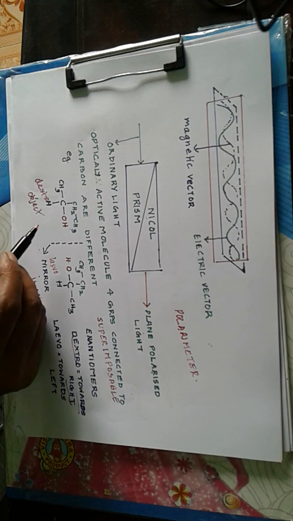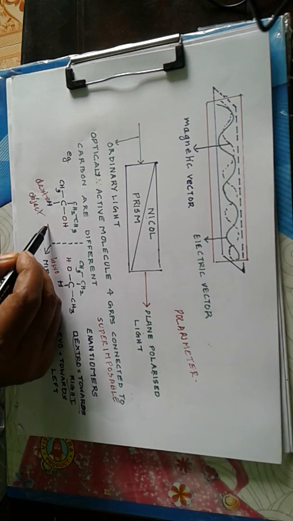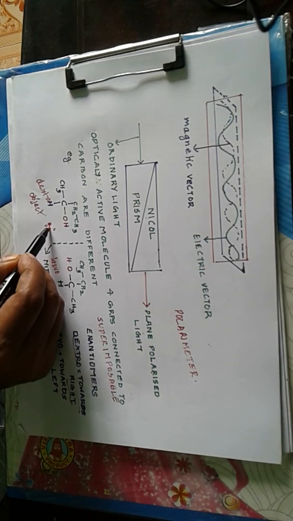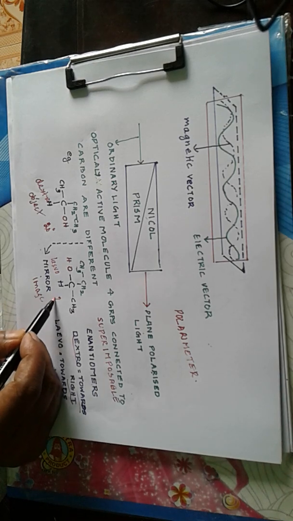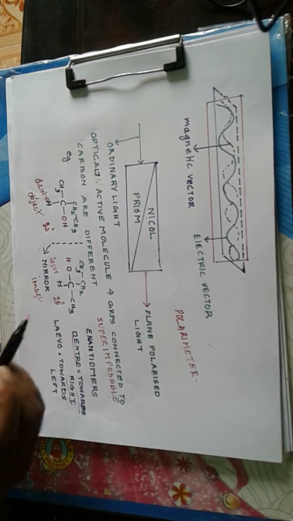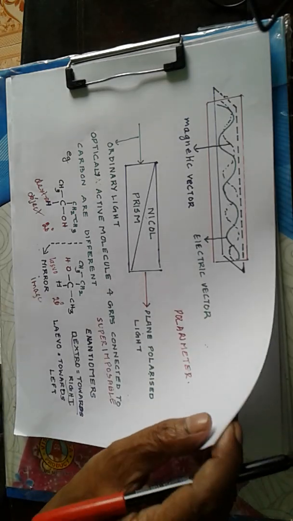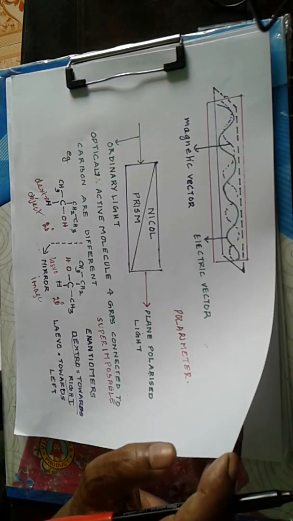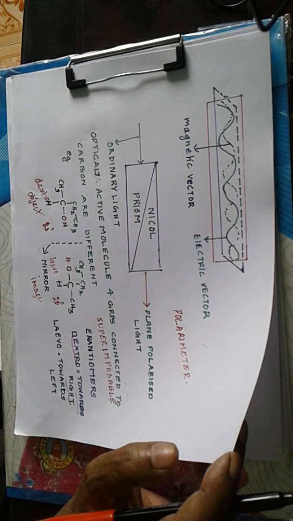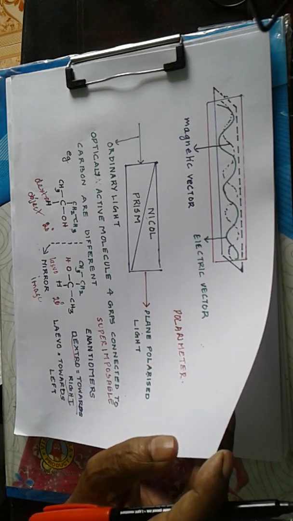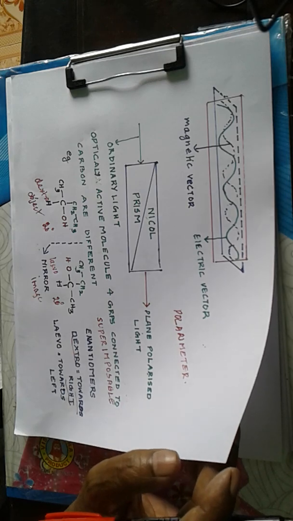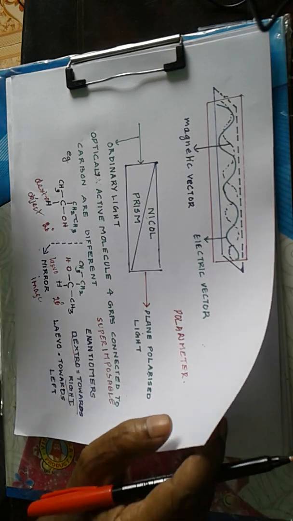And this molecule, if it rotates the plane of polarization of plane polarized light towards the right by an angle of 20 degrees, then this molecule also rotates the plane of polarization of plane polarized light towards the left by an angle of 20 degrees. So enantiomers will rotate the plane of polarization of plane polarized light towards the right or towards the left to an equal angle, to the same extent.